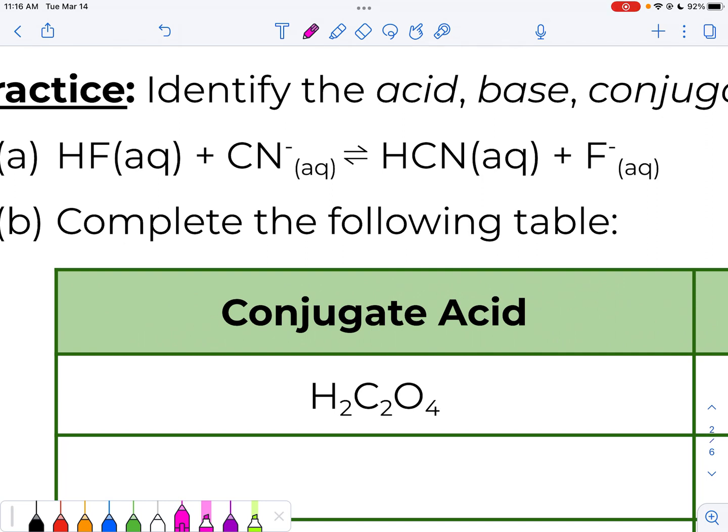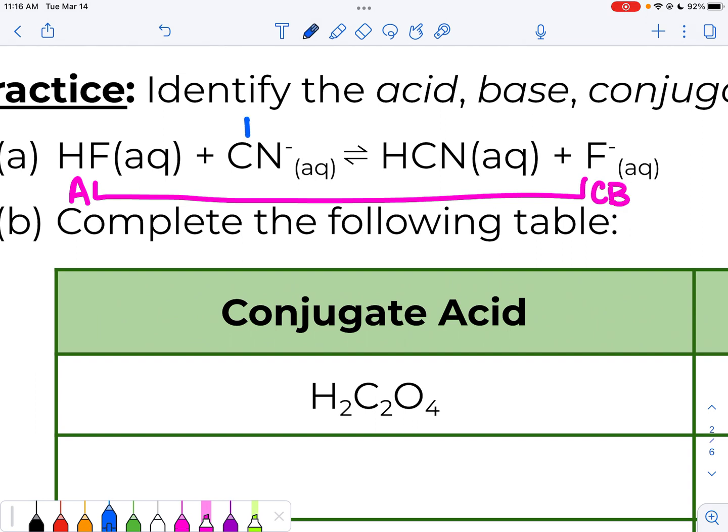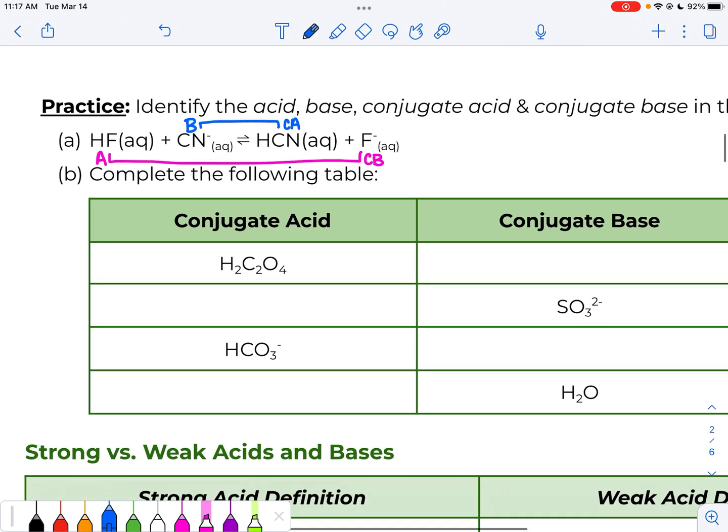Well, we see that our HF is becoming F minus in the end, so this must be donating its proton. Also, CN doesn't have a proton, so that's another way you can try to figure that one out. So HF is the only one that has a hydrogen, it's the only one that has a proton, so it must be our acid. So this thing is going to form F minus at the end, so this must be its conjugate base. This makes this our base. It's ready to accept a proton, and so it's going to form this conjugate acid, and those are our conjugate acid base pairs.